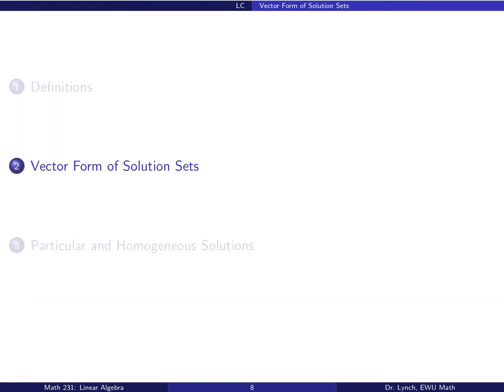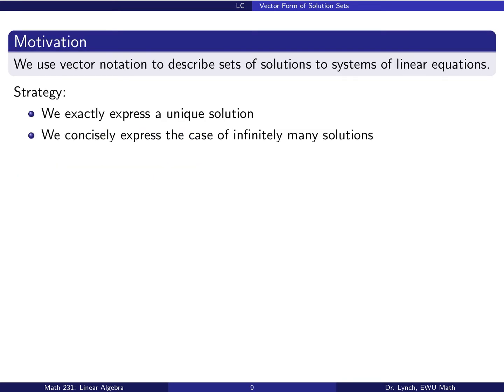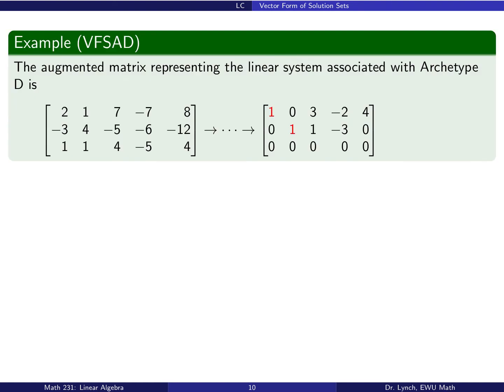Okay, let's switch gears a little bit and talk about the vector form of a set of solutions. So we'll use vector notation to describe sets of solutions to systems of linear equations. It turns out this is a good way to exactly express a unique solution, and a good way to concisely express the case of infinitely many solutions. So here's an example. This is the augmented matrix representing the linear system associated with archetype D. So we pick off the coefficients in the linear system and augment by the right hand side.